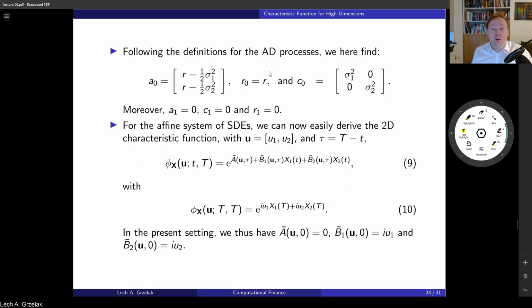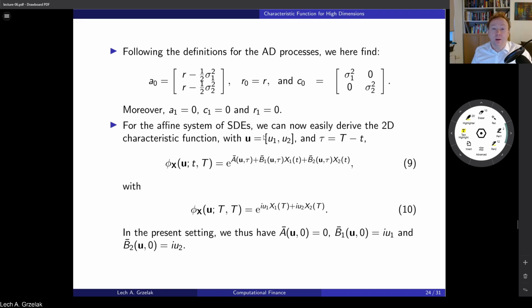Okay, so if we follow affine diffusion, we have A0. We have no A1 because there is no dependence on the state. We have R0, which is r, so we have just a constant interest rate. We have a C0, which is given in the matrix by the diffusion. We again have no dependence on state variables. So C1 is 0, R1 is 0, and A1 is also 0.